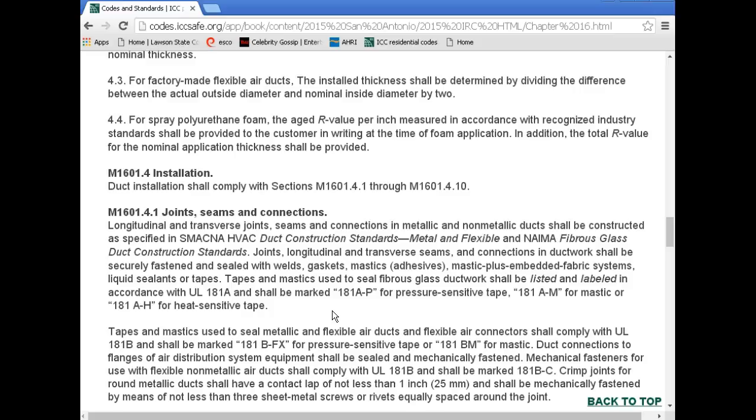Tapes and mastics used to seal fiberglass ductwork shall be listed and labeled in accordance with UL 181A and shall be marked 181P for pressure sensitive tape, 181AM for mastic, or 181B for heat sensitive tape. So when you go get your stuff inspected, all that writing that says UL 181 is in dark red purple, and if he doesn't see it, he's going to know you went with the cheap tape. He's not going to pass it.